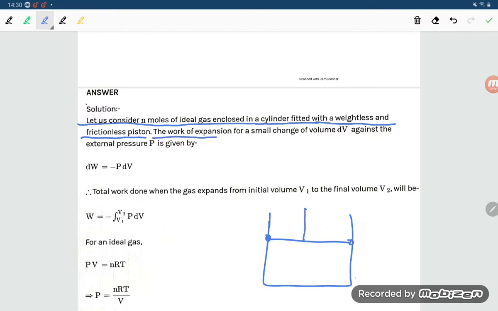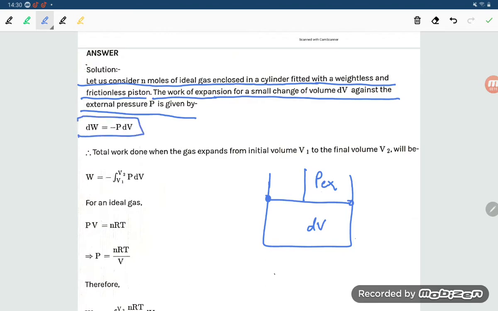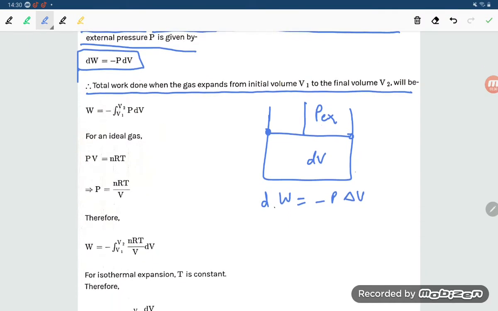The work of expansion for a small change of volume dV against the external pressure P: so we have the external pressure P and a small change in volume dV. So dw is equal to what? The small work done dw is equal to minus P dV. Total work done when the gas expands from the initial to the final volume: W is equal to minus the integration from V1 to V2 of P dV.